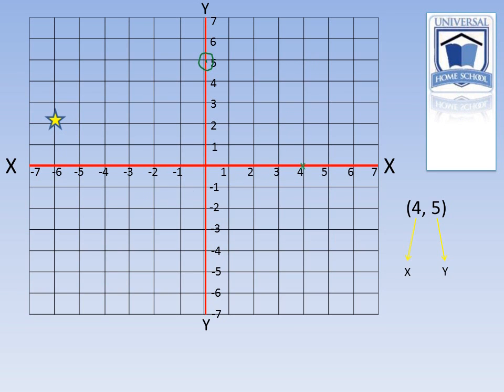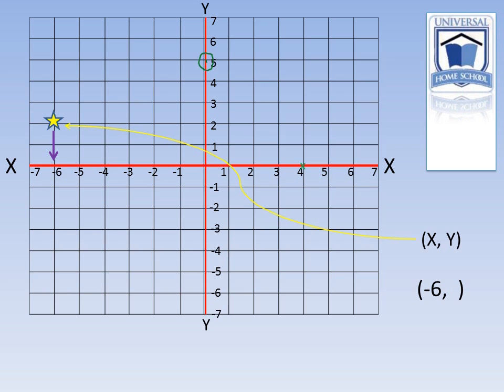Let's move the star over here. What would the coordinates be for the star now? Well, we know it's going to be x and y. We know we look at x first, and that means we look on the x-axis first to find out where the star would hit if it was to fall down. And that would give us our x value. And that would be -6. Okay, because the star, put an arrow straight down, it would hit it right at -6. So that would be our first value in the pair of coordinates.